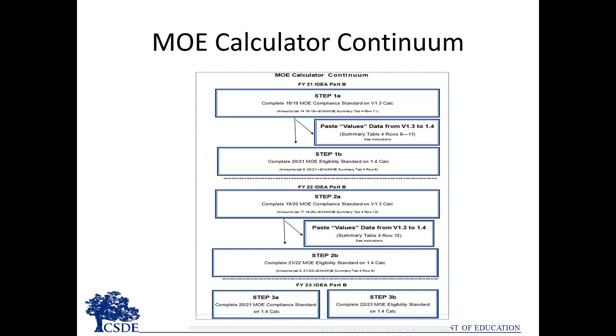We're then going to look at next year's FY22 application. We're still going to need to complete our 19-20 year for compliance. We're going to be moving into a second year of the extended version of the 1.4. And then in FY23, we're no longer going to need the 1.3. We're going to be moving the 1.4 forward. You still need to hold on to that data if you're audited, but from that end of things, the new calculator at that time would just be the 1.4.